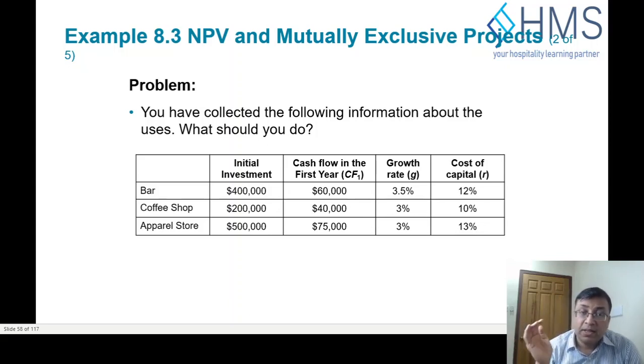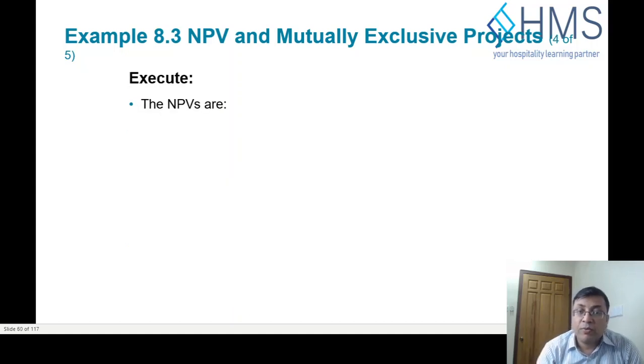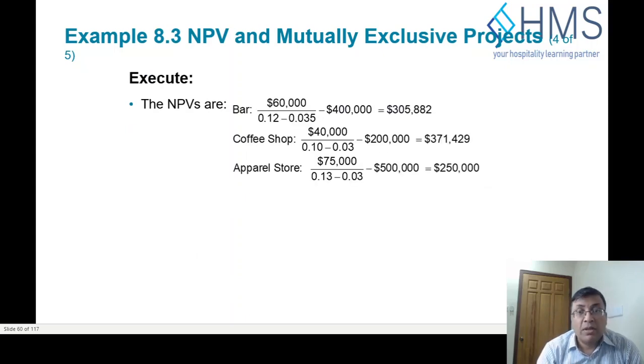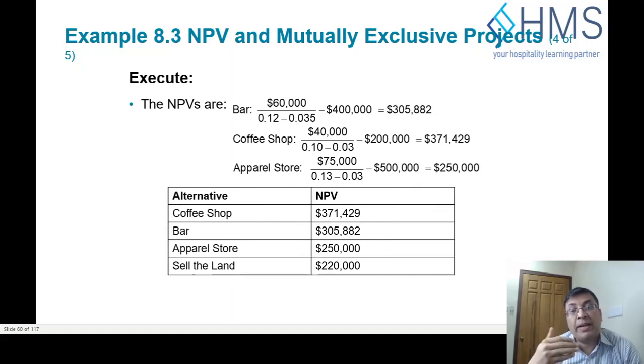So in the first case, the present value will be calculated as 60,000 divided by 12 minus 3.5, i.e. 8.5%. You can calculate that on your calculator. We have calculated that. There is a formula for you to see on the screen. You can note down that formula: NPV will be CF1 divided by R minus G, minus initial investment. Once you calculate these different options, the NPV for the bar is 305,000, coffee shop 370,000, apparel store 250,000, and if you sell the land you're going to get 220,000.